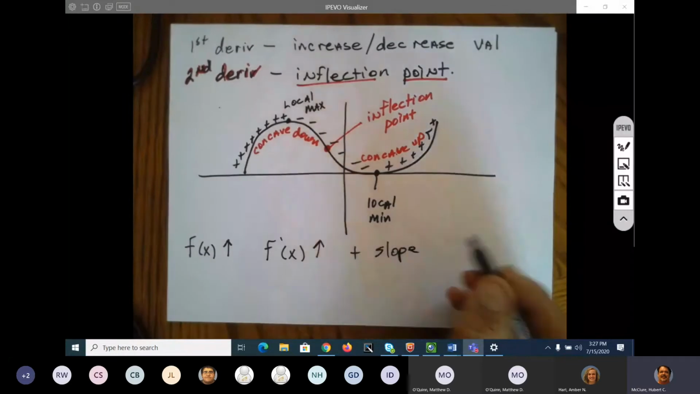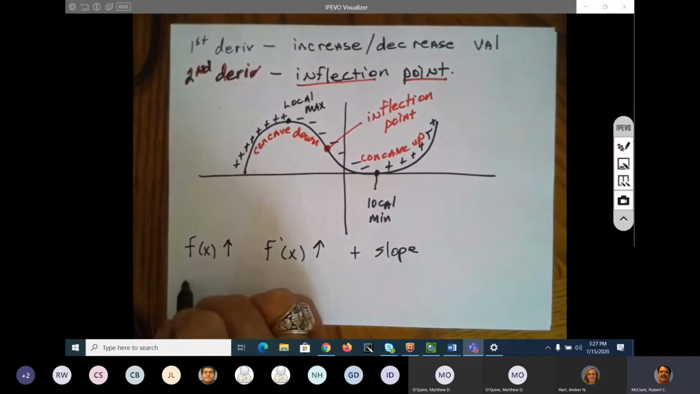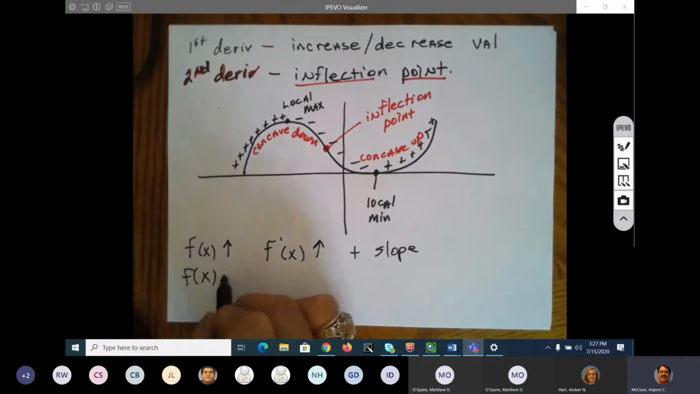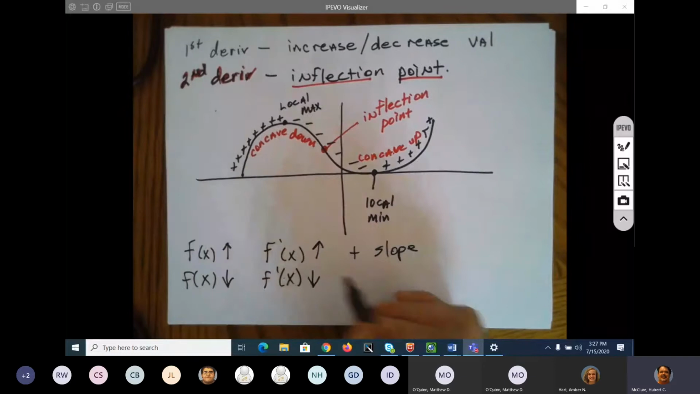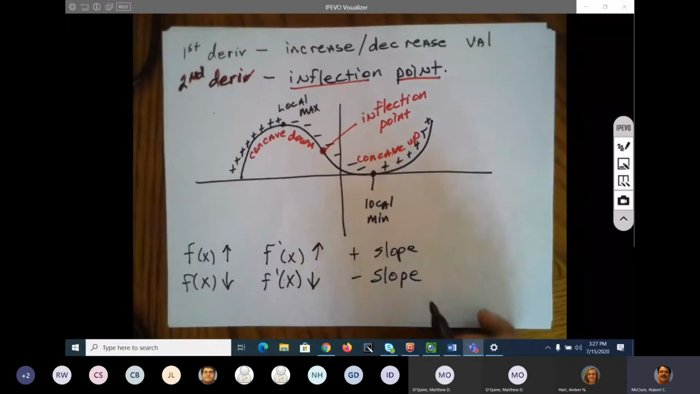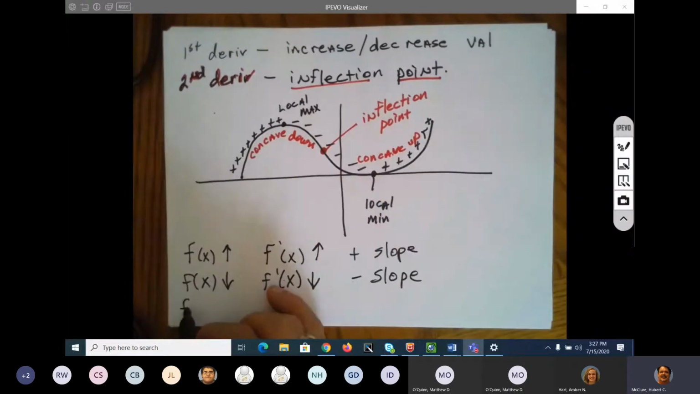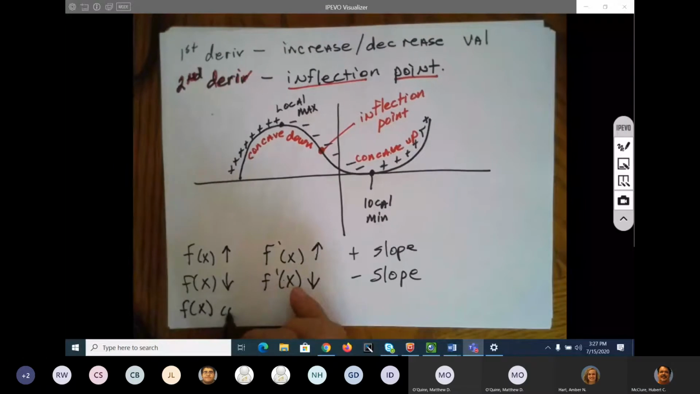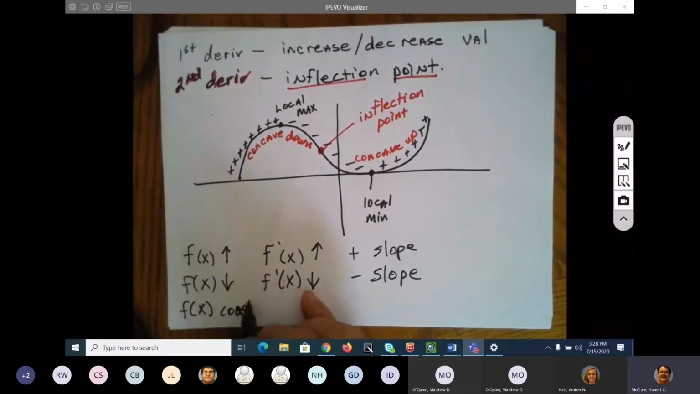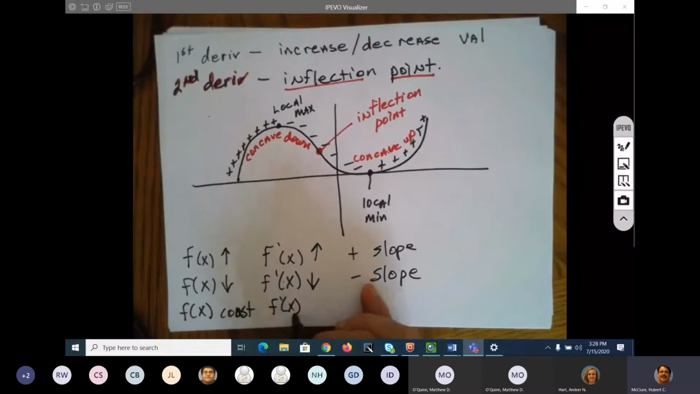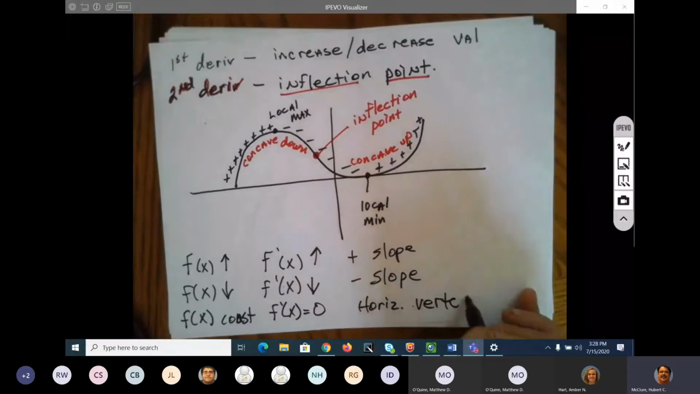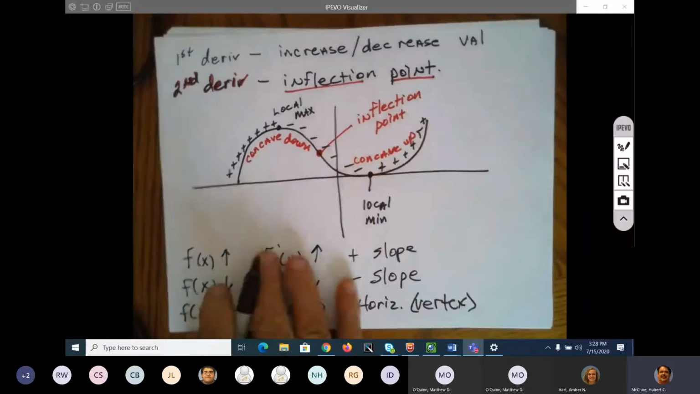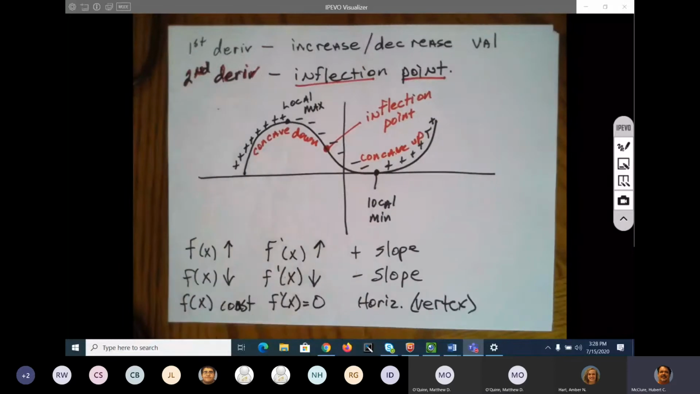Now, this is just some information. I'm not going to test you on this, but if my function is decreasing, then my derivative is negative, and I have a negative slope. And of course, if f of x is constant, that means we have what for a derivative? 0. So therefore, horizontal line, which means the vertex, which means it could either be the maximum or the what? The minimum.